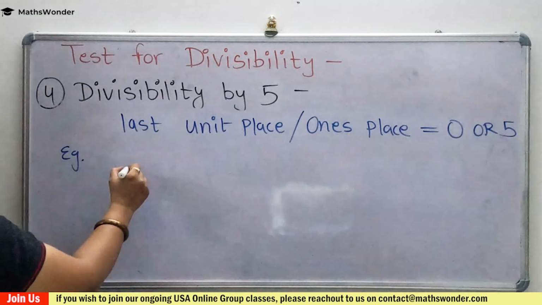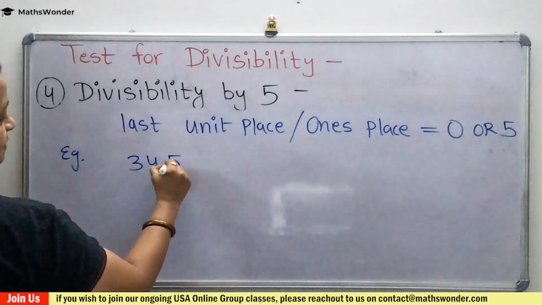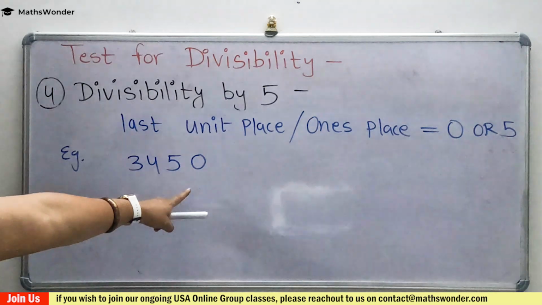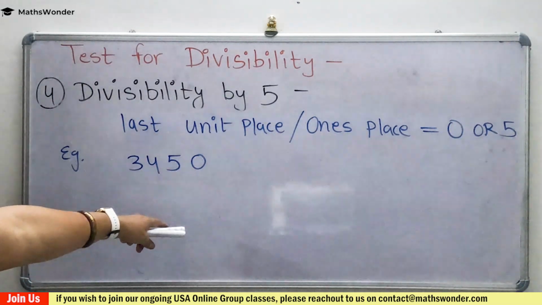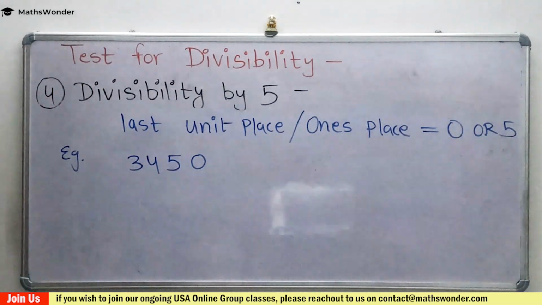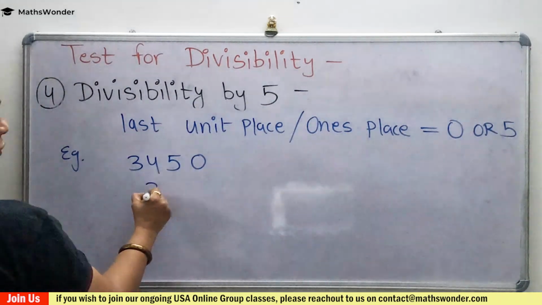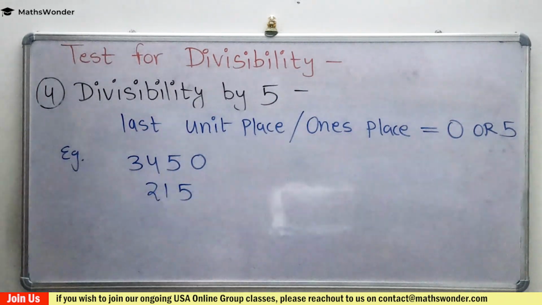For example, 3450. Yes, 0 is at the ones place, which means this number is divisible by 5. Then 215: 5 is at the ones place, which means it is divisible by 5 perfectly.